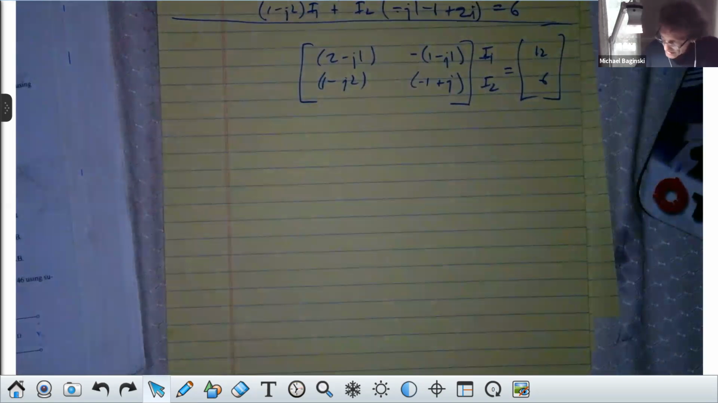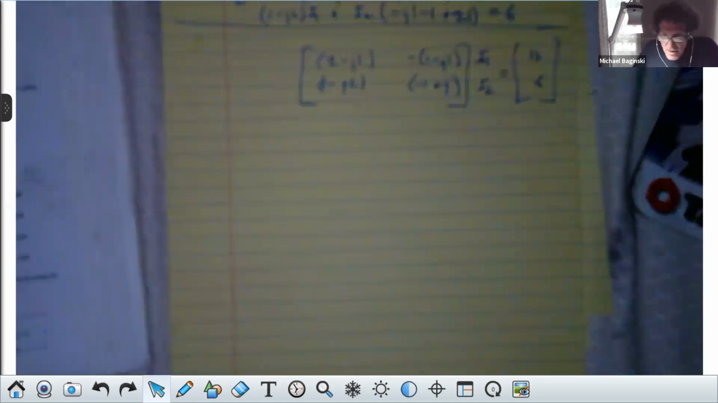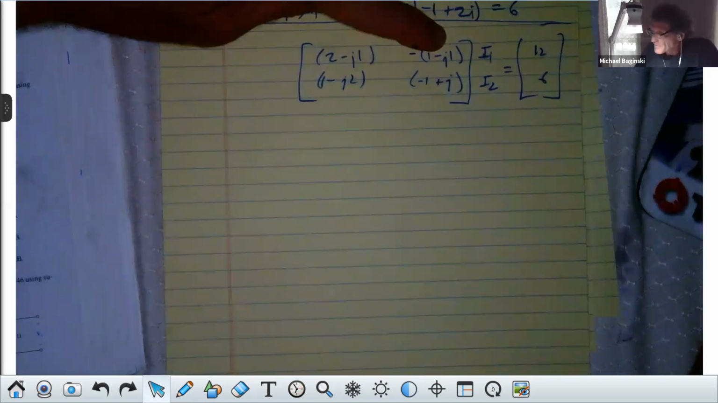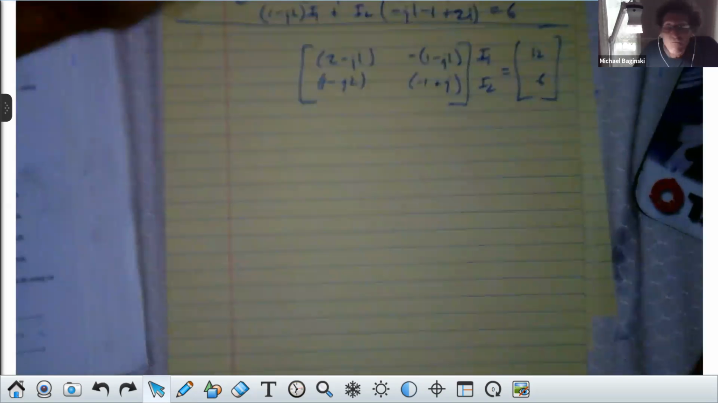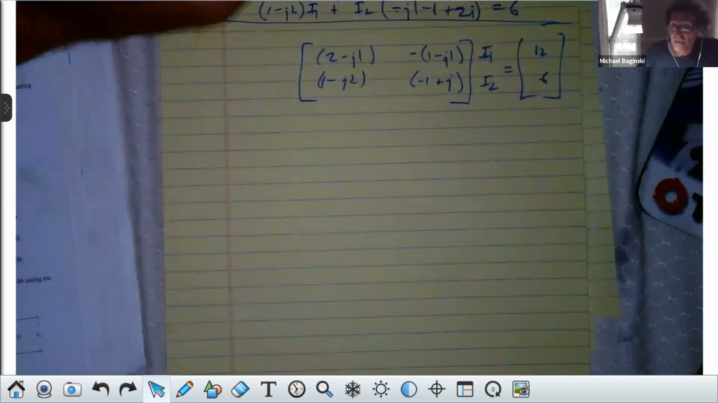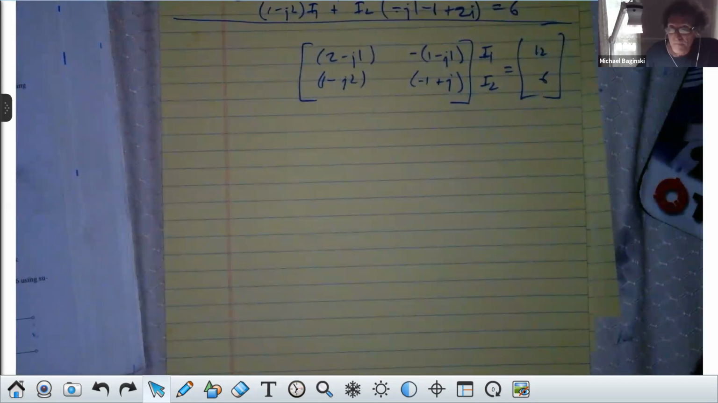Now, that said, I solve for I1 and I2, and it's time's up. But you can follow me. The only thing I'm going to do is stick this in a solver and solve it. And if I use my solver, you can check with it.